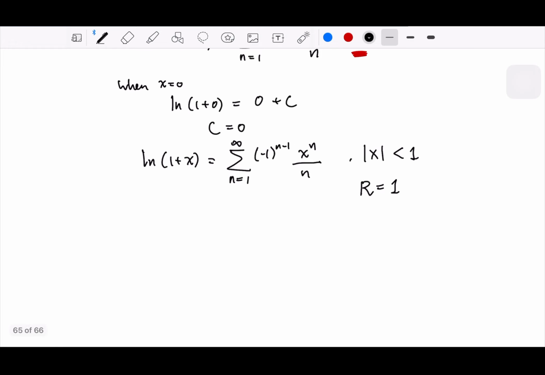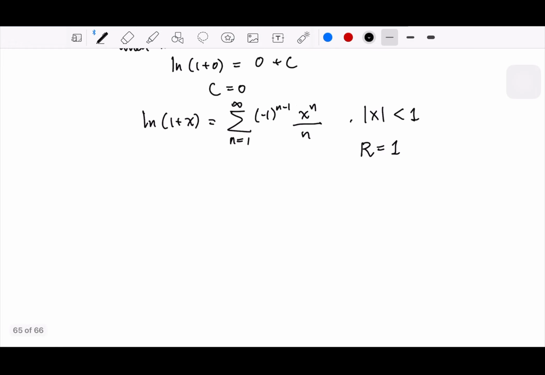So let me go through. f of x is tangent inverse of x. Let me write. Okay, and if we derive this, we have 1 over 1 plus x squared.